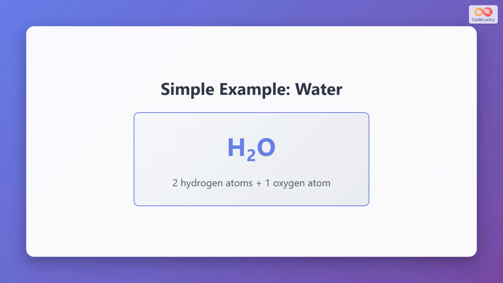Let's start with a simple example that everyone knows: water. The molecular formula for water is H₂O. This tells us that one molecule of water contains exactly 2 hydrogen atoms and 1 oxygen atom. The small number 2 written below the H is called a subscript, and it indicates how many hydrogen atoms are present.